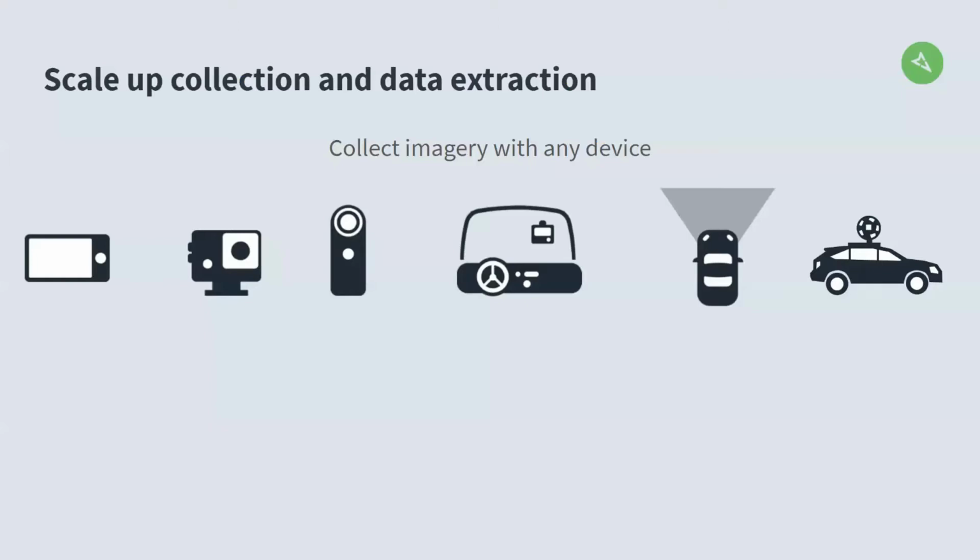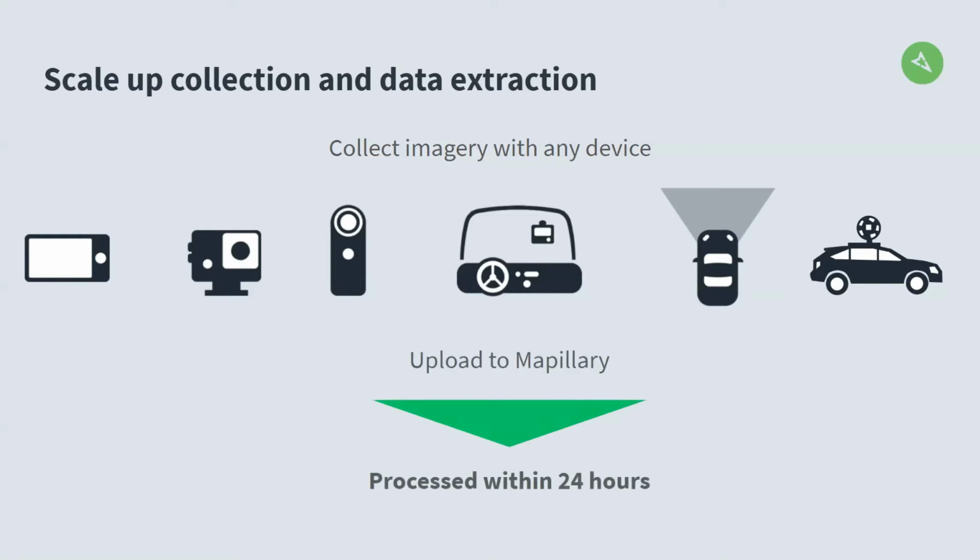The methods used are simple devices, like cell phones, action cameras, 360 cameras, dash cams, or even sensor-based cameras and professional rigs, which can be ingested into our platform. We are pretty much a device agnostic platform, so you can use any device you want for capturing imagery. Once it's uploaded to Mapillary, it takes up to 24 hours for processing and publishing the data. It can range from traffic signs, fire hydrants, anything like that.